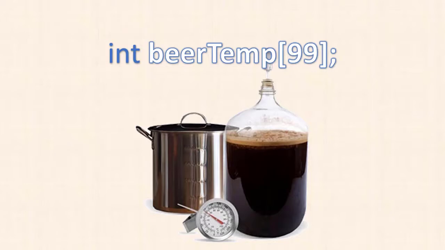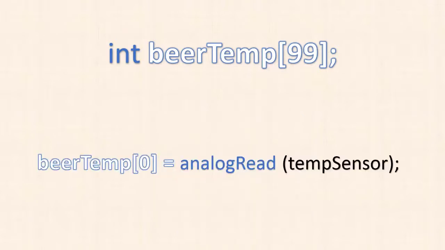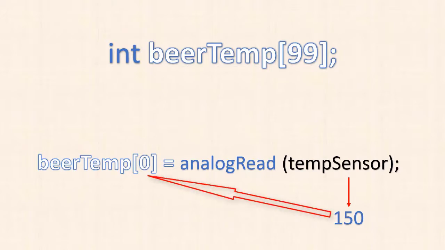But now you'll need to save data to the array. Perhaps you have some sort of temperature sensor, which we'll just call temp sensor. We may use code that looks like this. This saves our first read in the first element of the array at index 0. Let's say the temp's 150 degrees Fahrenheit. This code snippet will save the number 150 at index 0, which is the first element of this array.